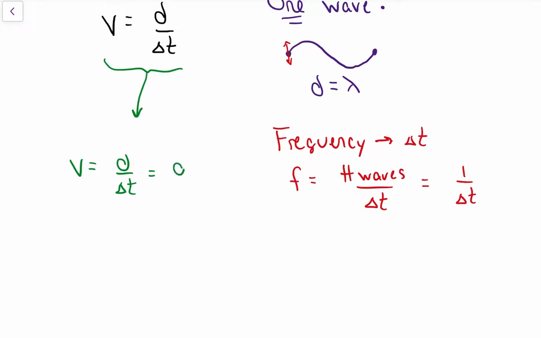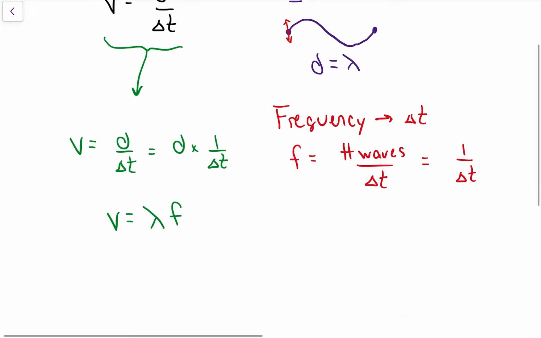I'm going to write it a little bit funny to make this obvious. d over t is the same as the distance multiplied by 1 over time. The distance of one wave is lambda, and 1 over time, that's really the frequency. Kind of what I doodled out there in red. So we've got this new take on speed equals distance over time. Distance over time becomes lambda times f.